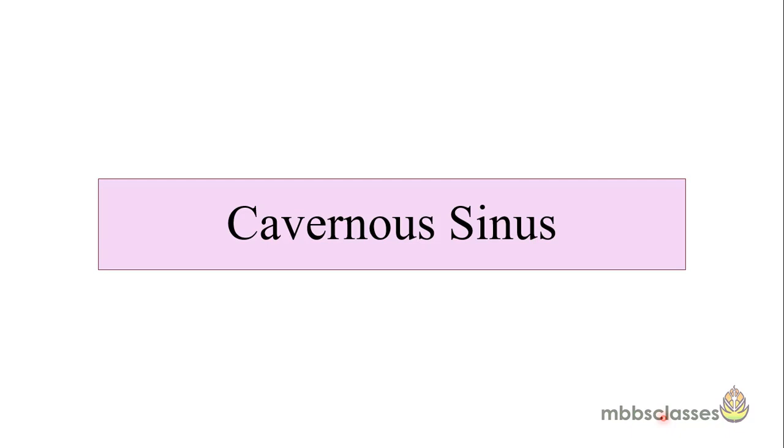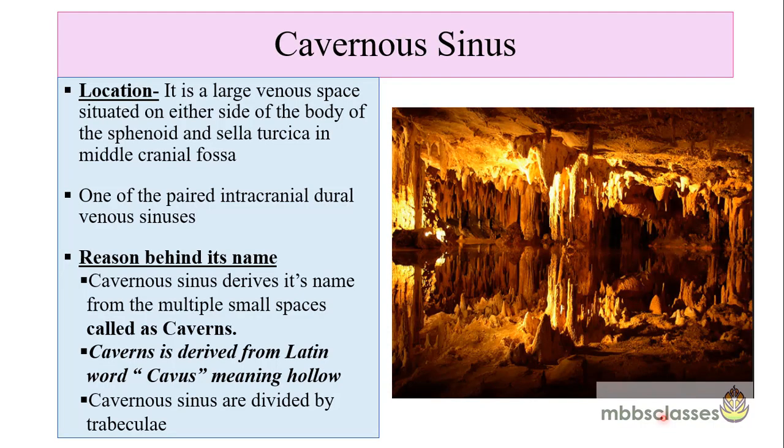Myself Dr. Hanifa. Today in this video I'll be talking on anatomy of cavernous sinus. Cavernous sinus is one of the intracranial dural venous sinuses, and it is the paired large venous sinus which is situated on either side of the body of sphenoid and the sella turcica in the middle cranial fossa.